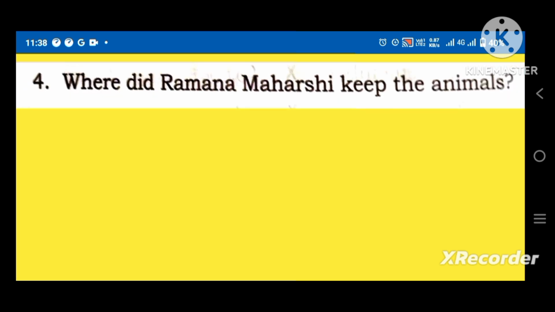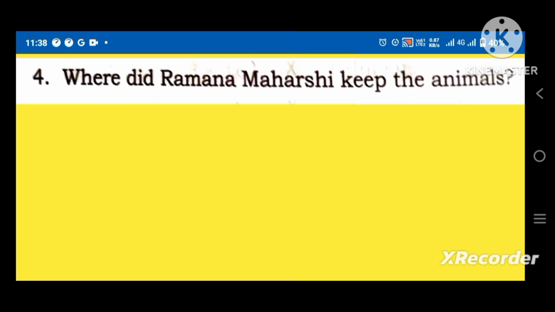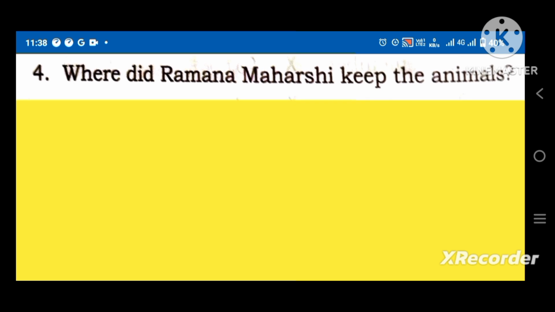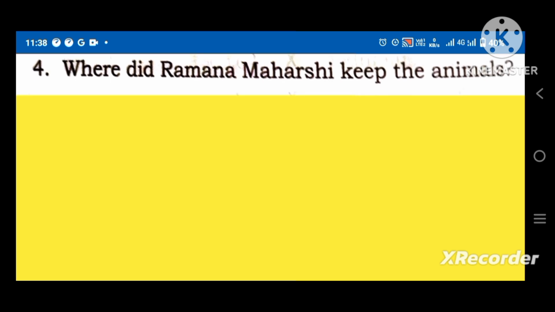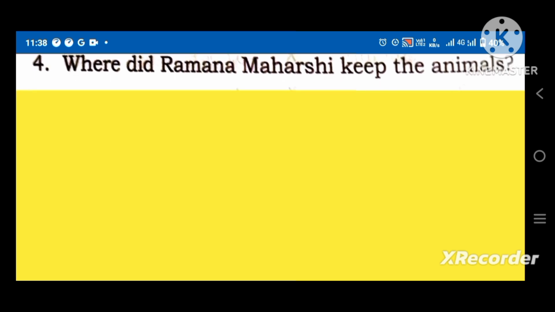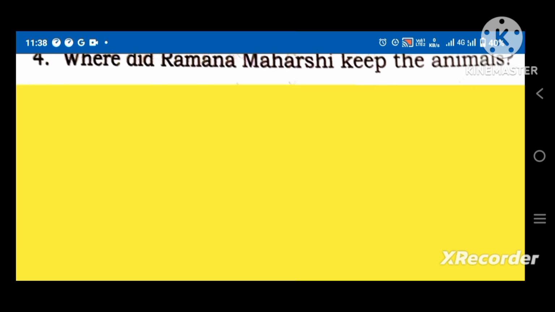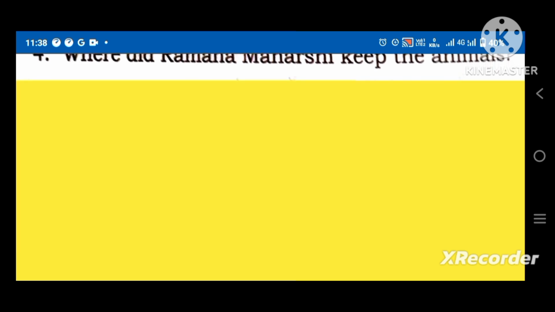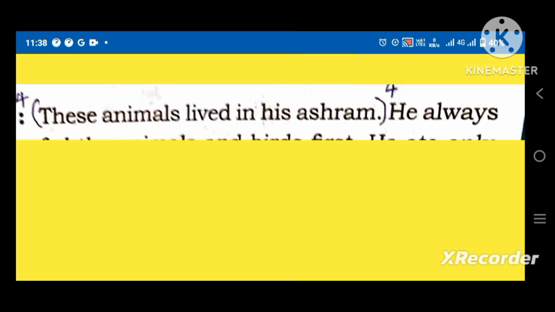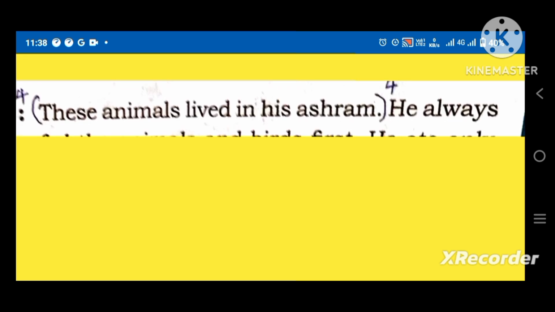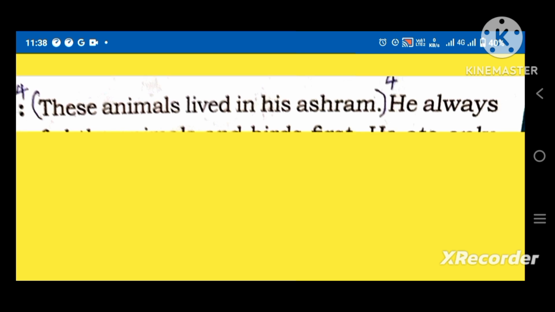Fourth question: Where did Ramana Maharshi keep the animals? These animals lived in his ashram.